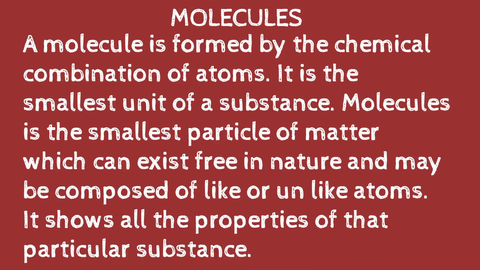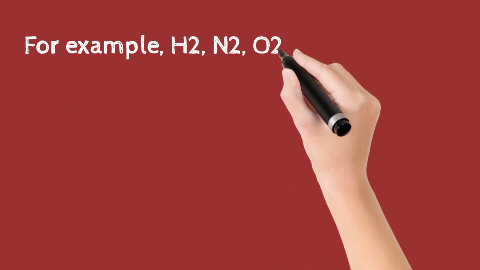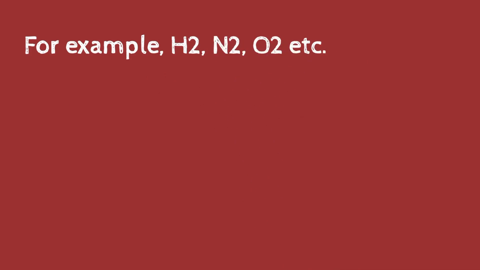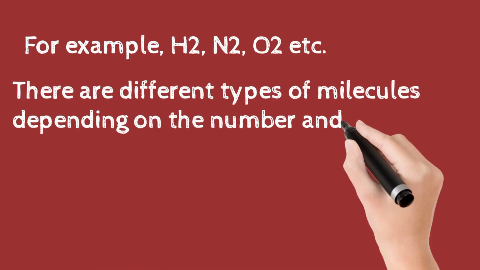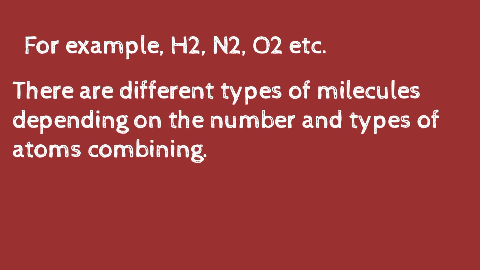Molecules. A molecule is formed by the chemical combination of atoms. It is the smallest unit of a substance. A molecule is the smallest particle of matter which can exist free in nature and may be composed of like or unlike atoms. It shows all the properties. For example, H2, N2, O2, etc.